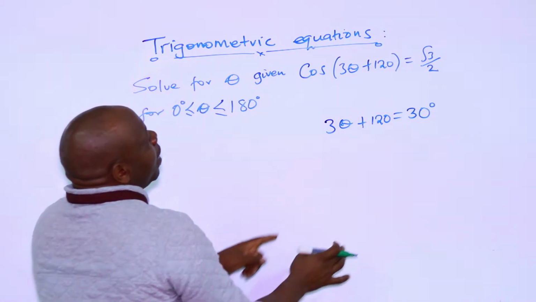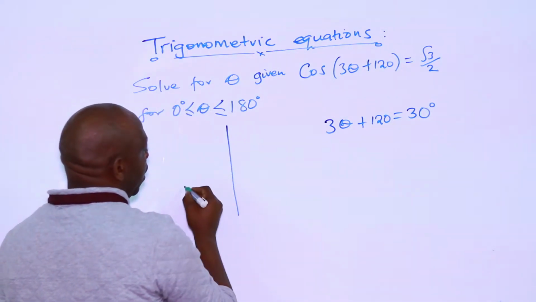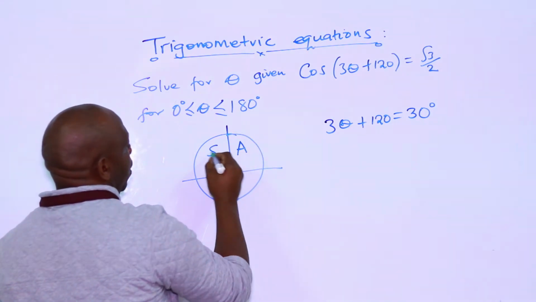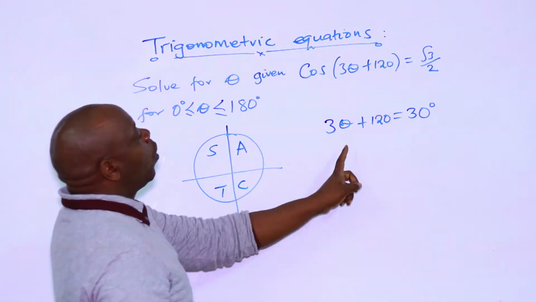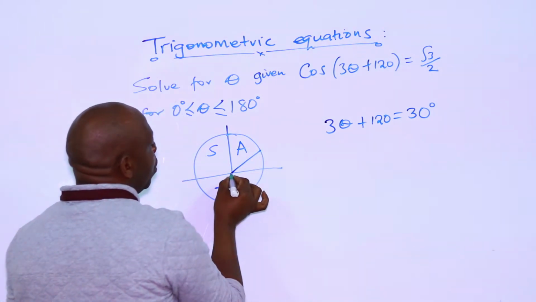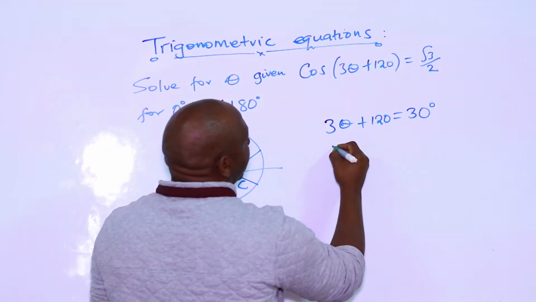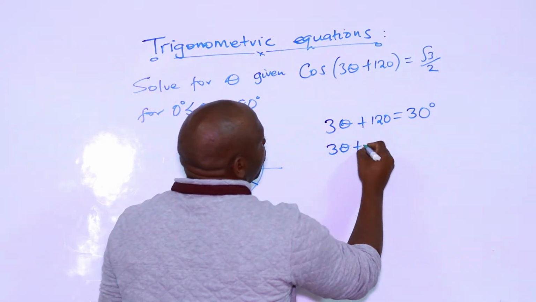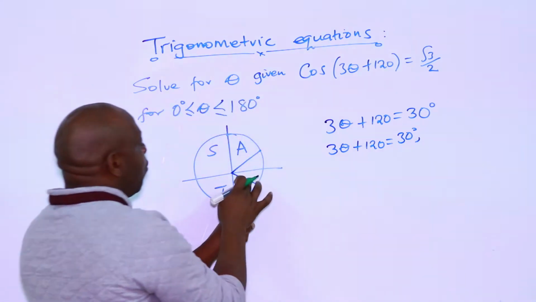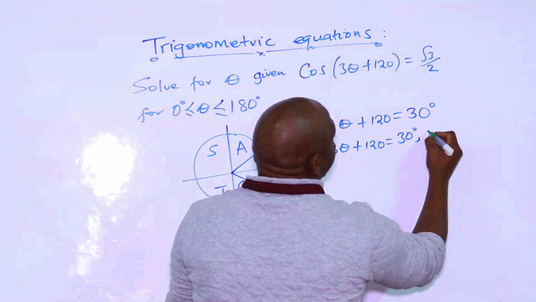But we have said 30 degrees is positive cosine. So given your unit circle here, for cosine to be positive, it must be in the first quadrant or in the fourth quadrant. Therefore, our 3 theta + 120 equals 30 degrees. In the fourth quadrant, that would be 360 minus 30 to get 330.